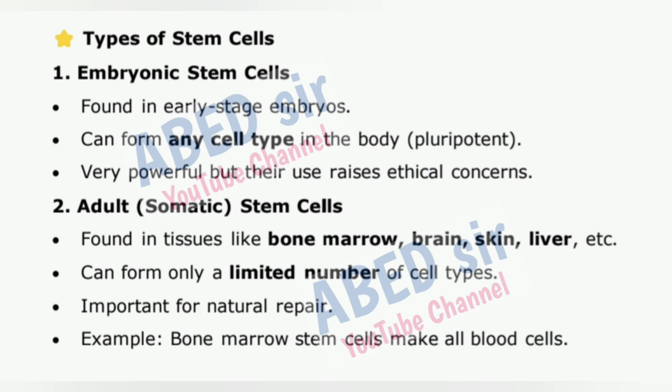Types of stem cells. 1. Embryonic stem cells. Found in early-stage embryos. Can form any cell type in the body, pluripotent. Very powerful, but their use raises ethical concerns. 2. Adult, somatic, stem cells. Found in tissues like bone marrow, brain, skin, liver, etc. Can form only a limited number of cell types. Important for natural repair. Example, bone marrow stem cells make all blood cells.